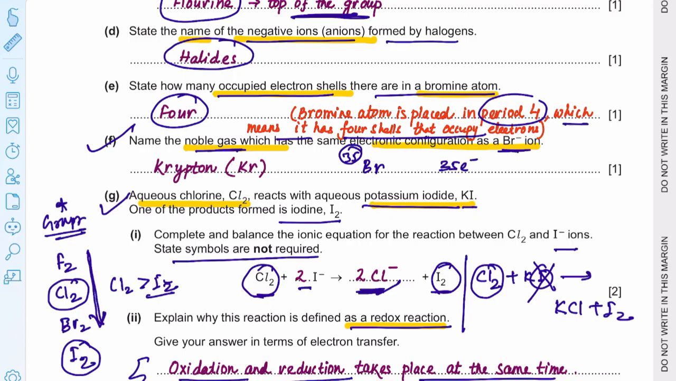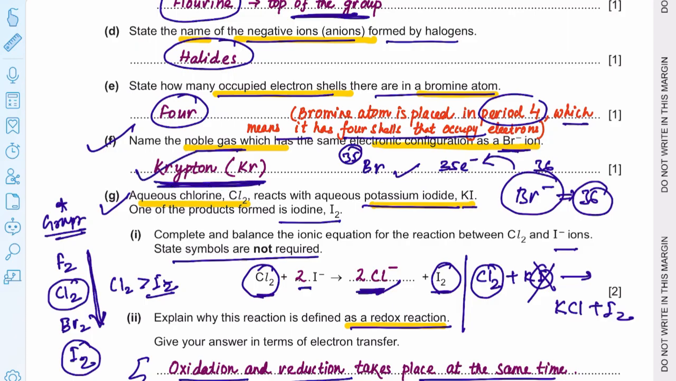However, to become more stable, since it is in group 7, it will receive one more electron to become 36 electrons, and it will become bromide, Br minus. The bromide ion has 36 electrons. Krypton, Kr, also has 36 electrons. That is the answer: krypton.